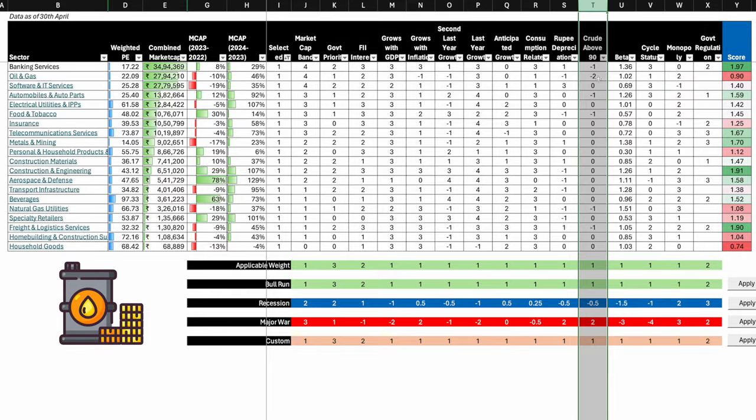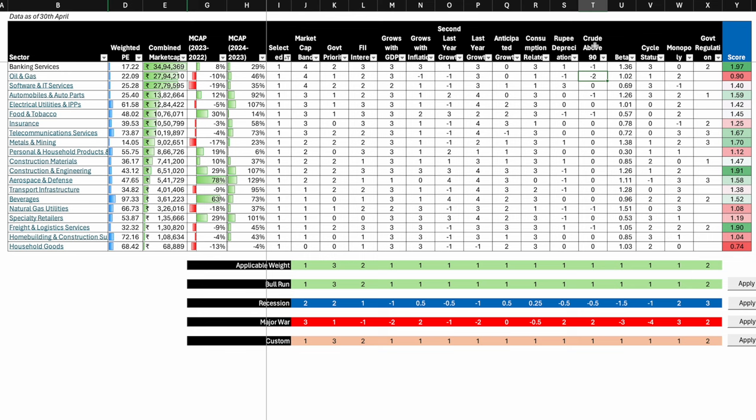Crude above 90. For example, oil and gas, the input cost increases significantly. There are certain stocks which export, like for example, MRPL. But as soon as crude increases, the government imposes windfall tax. As a result, their profitability does not go up significantly. That is why I put minus 2 here. Zero means not too much impact of crude above 90.